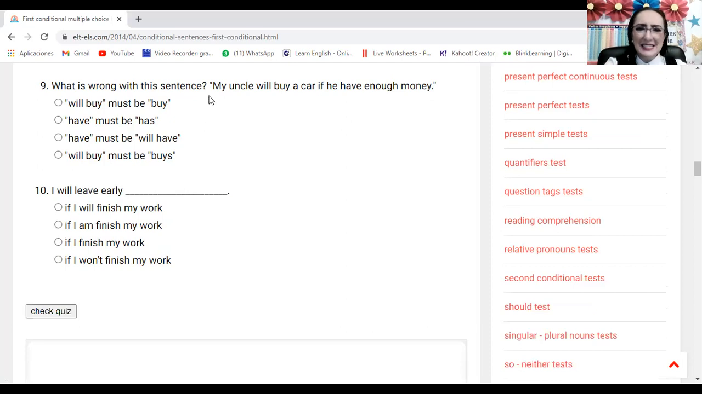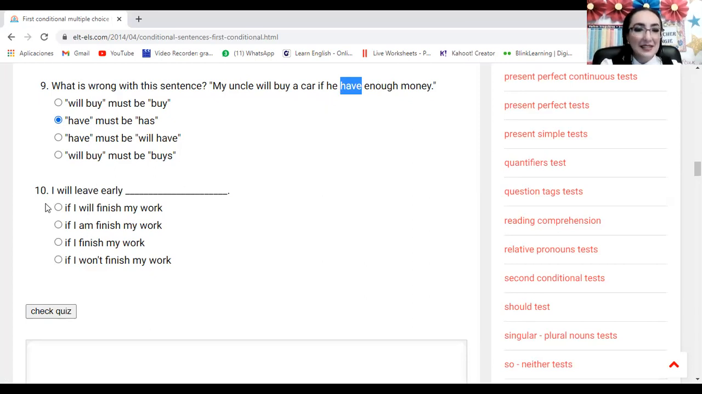What is wrong with this sentence? My uncle will buy a car if he have enough money. Will buy must be buy. Have must be has. Or will buy must be buys. What do you think? Excellent. My uncle will buy a new car if he has, because it's present, my condition, enough money.